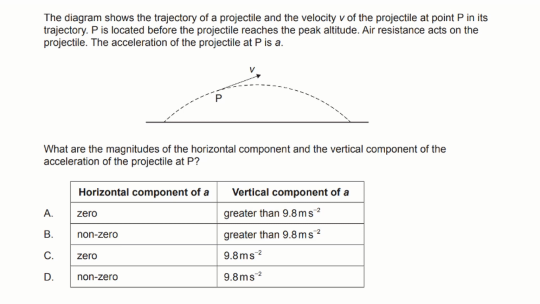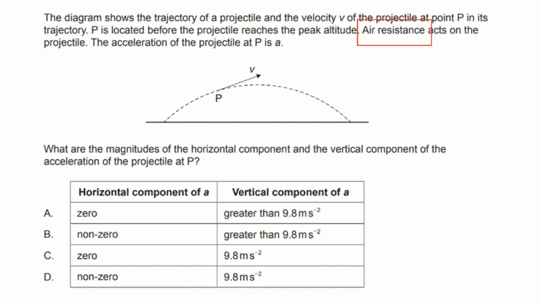Okay, this is a question on projectile motion. You can tell that from the parabola shape that you can see in front of us. However, it's worth reading the question very, very carefully. We are told that air resistance acts on the projectile.